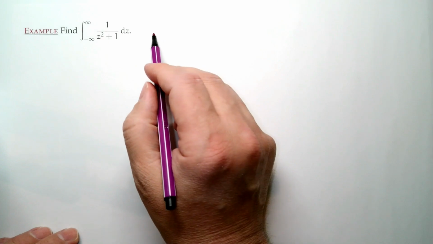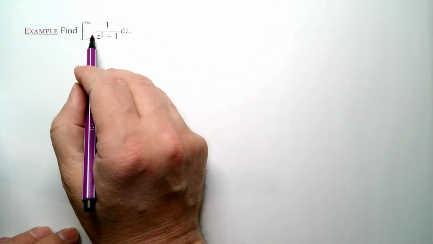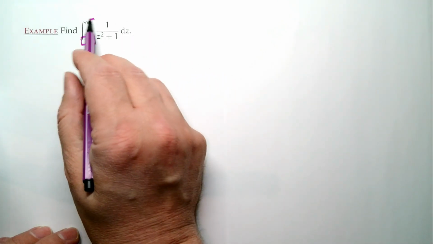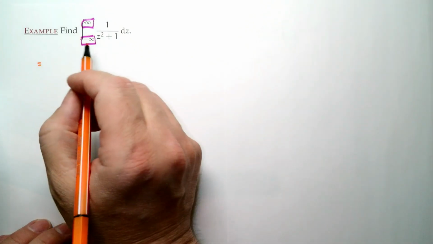Find the integral from negative infinity to positive infinity of 1 over z squared plus 1. Now in this case, this integral has two issues, because there's infinity in both bounds. All right, well, we can work with that. So what do we need to do? Well, one thing we can do is split it up into two integrals. So we split at a convenient point.